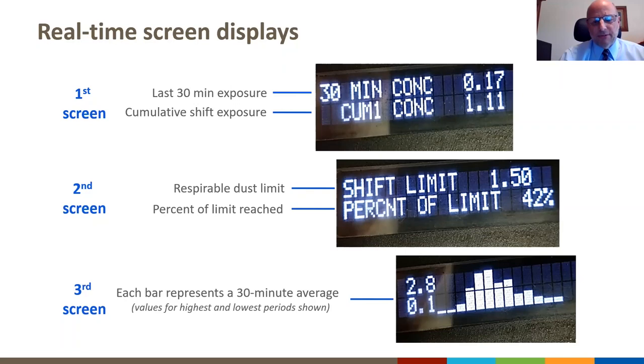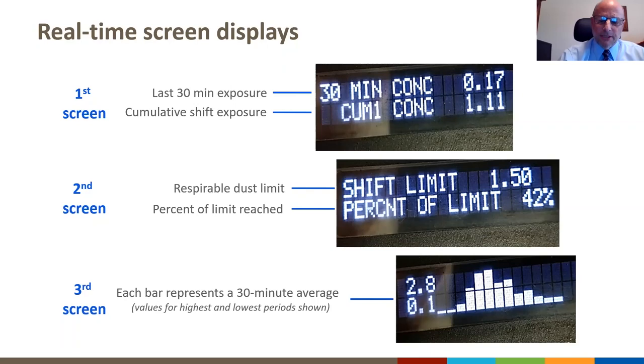The next line is the percent of limit that's reached. And this is important because if you're sampling for 2 hours out of a 10-hour shift and it says you're at 42% of your limit, you know you're on your way to an overexposure, and hopefully you can make changes in operating practices or control technologies to prevent that overexposure from occurring.